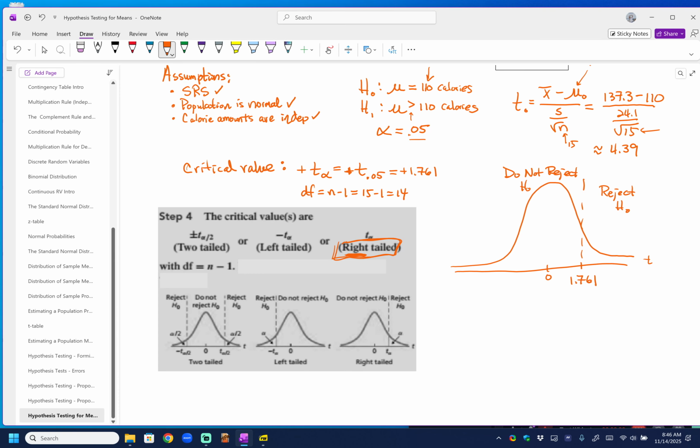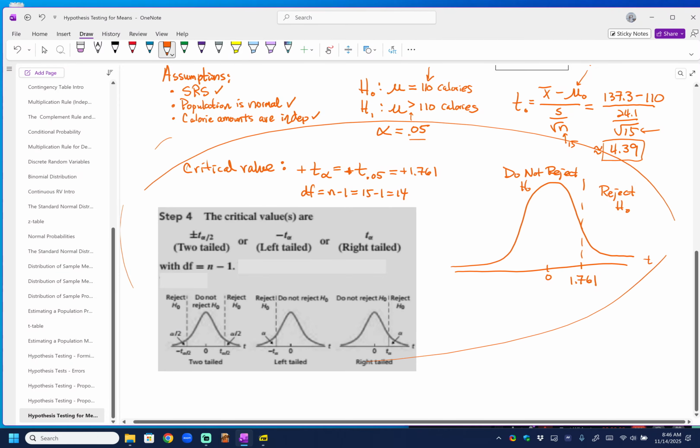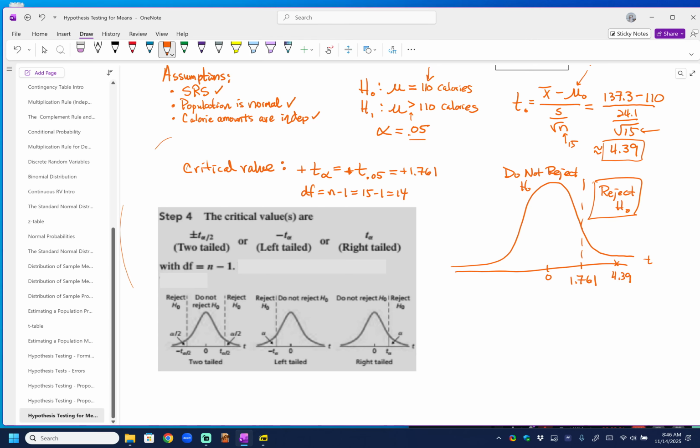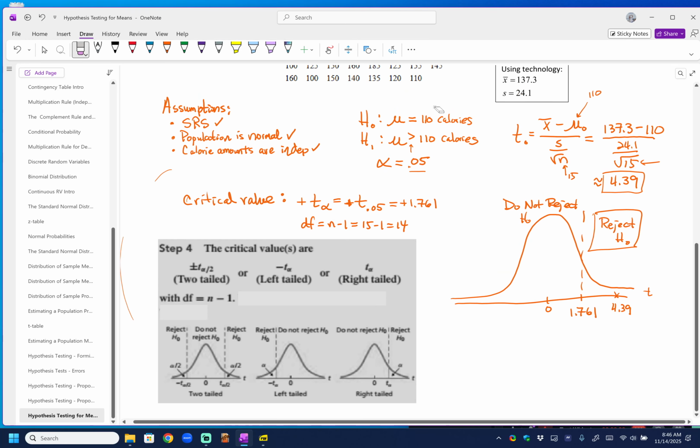This 4.39, which has basically been in your back pocket this whole time while you've been constructing all of this information right here, can now be put into our curve. So this 4.39 would fall somewhere over here, which is clearly in the rejection region. Therefore, we would choose in this problem to reject H naught and side with the alternative. So we basically believe that this is going to be greater than 110 calories. Okay, so we have our decision, reject H naught.